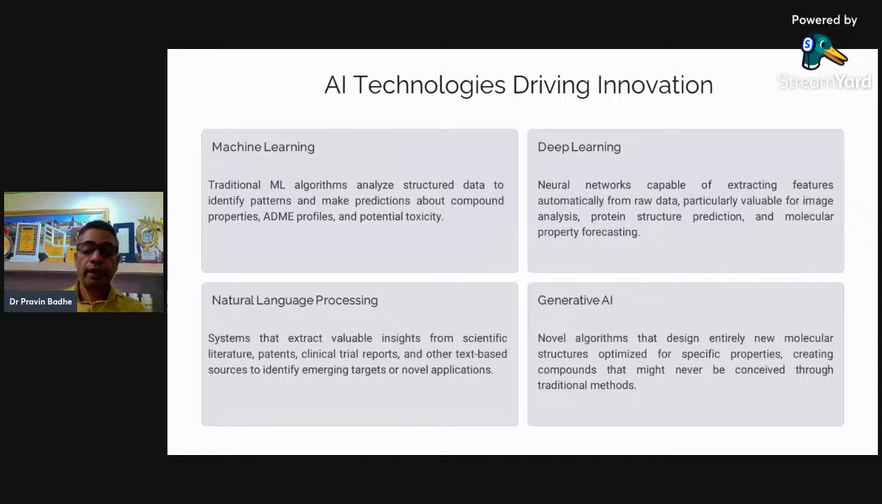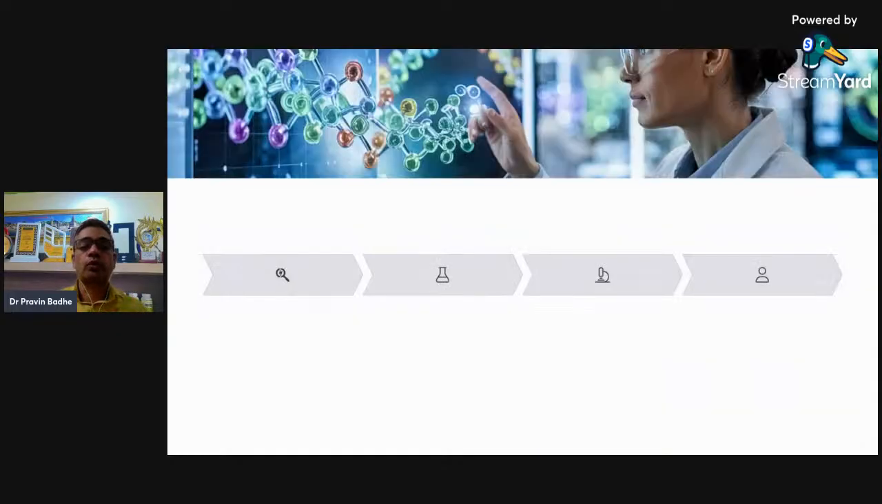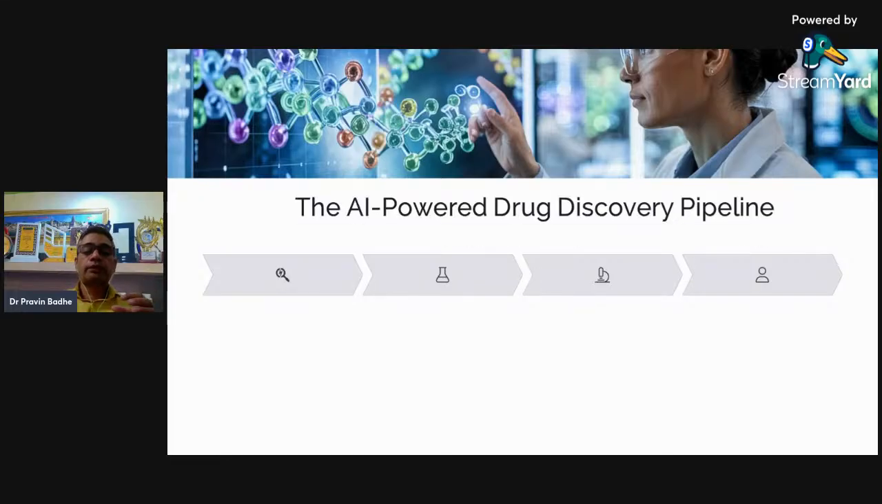So this has already happened, and it is already being utilized, where the molecule structure is developed, and simultaneously the synthetic pathway of that molecule is also generated using generative AI. So these are some of the AI technologies which are driving the innovation in drug discovery. But then when we look at the drug discovery pipeline, how is AI powering this pipeline? So we are going to go step by step on how it is being utilized.